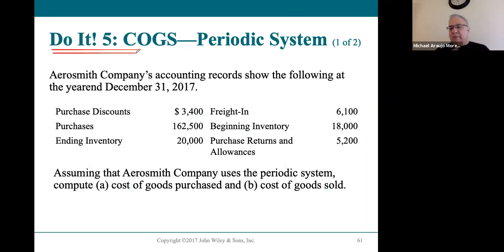Again, if you really want to follow the system that I showed you, or just do it in tabular form, it's really kind of straightforward. So here you have the accounting records for Aerosmith, yay, rock on, as of December 31st, 2017. Aerosmith uses that periodic system of inventory where they have to do those steps, and they want you to compute the whole thing, but tell them, A, what's the cost of the goods that have been purchased, and then B, at the end of it, what was the cost of goods sold?